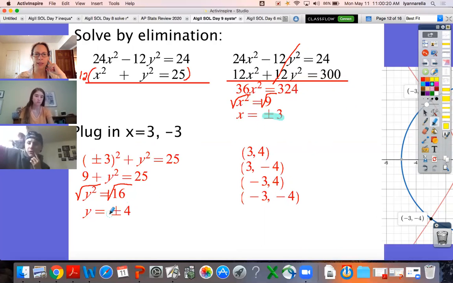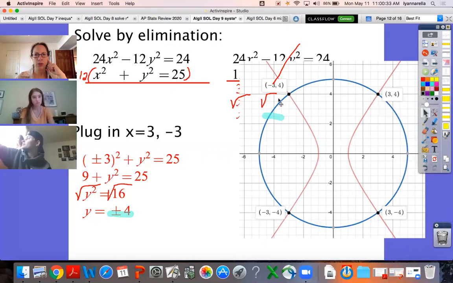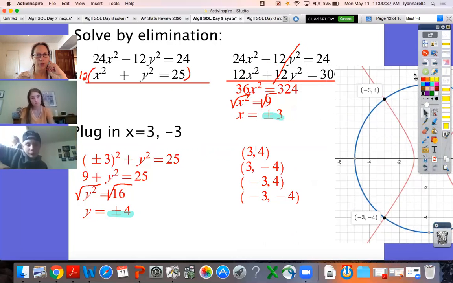So you have to mix and match. So I use the positives, 3 and 4. And then I use the positive 3 with a negative 4. And then I use the negative 3 with a positive 4 and the negative 3 with a negative 4. And again, Desmos will show you all of those are correct. However, I'm not asking you to put them in Desmos, only as a check.